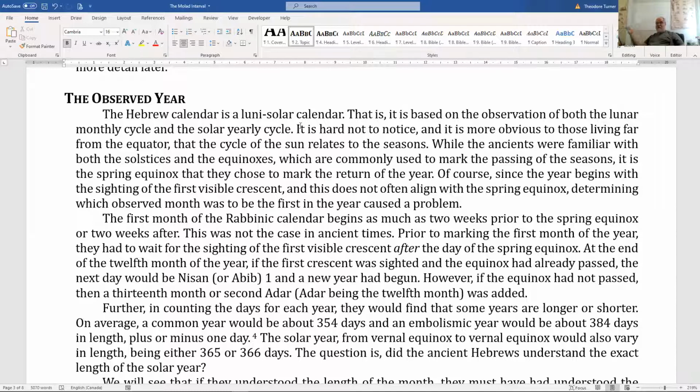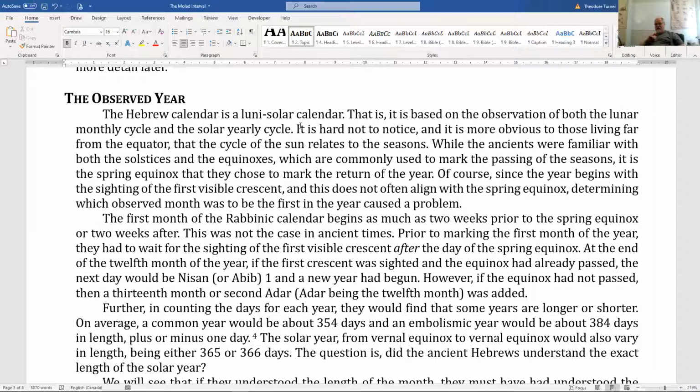So prior to marking the first month of the year, they had to wait for the sighting of the first visible crescent after the day of the spring equinox. Yeah, so with the modern Jewish calendar, Passover is always going to be after the spring equinox, but the beginning of the month can be 2 weeks earlier. But in biblical times, they would not have the year begin before the spring equinox. You'd have to wait until the spring equinox is past and then observe that month.